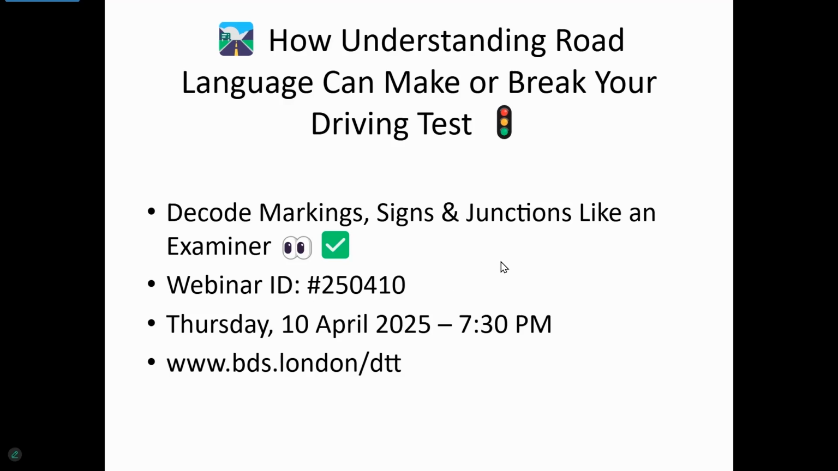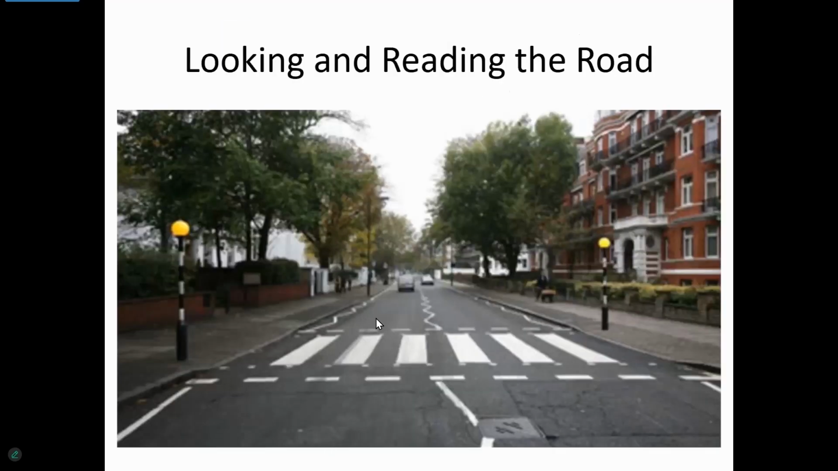Okay, so on the road, there are markings. Now, this is Abbey Road, where the Beatles walked across. And by the way, this has now become a historical monument, guys. Can you believe it? You're looking at Abbey Road, and reading the road. There's a very famous, I don't know if you guys even know who the Beatles are. Anyway, this is the crossing at Abbey Road.